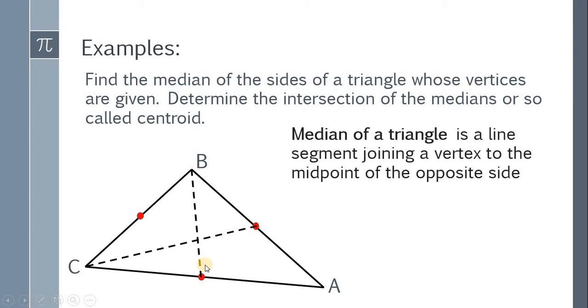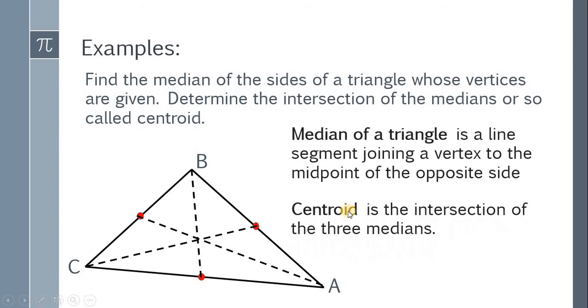So, yun yung una. Ito yung pangalawa, from C hanggang dun sa midpoint nung side AB. And yung pangatlo, from vertex A papunta dun sa midpoint nung side BC. Okay, so meron tayong tatlong median. So, ang tawag natin dyan is median.